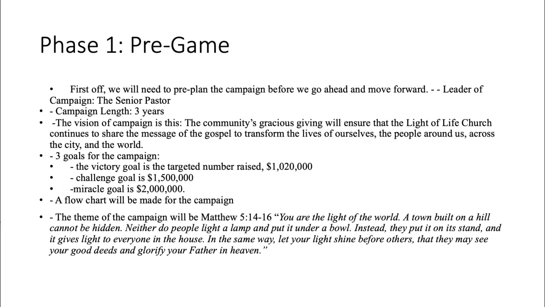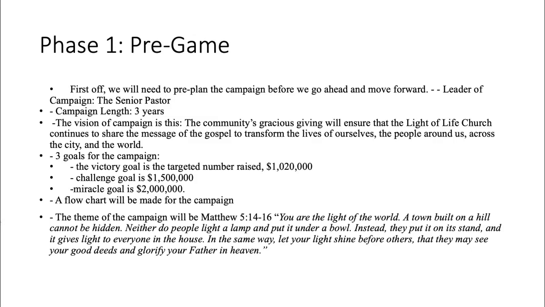First off, we'll need to pre-plan the campaign before we go ahead and move forward. The leader of the campaign is the senior pastor. The campaign length will be 3 years. The vision of the campaign is this: the community's gracious giving will ensure that the Light of Life Church continues to share the message of the gospel to transform the lives of ourselves, the people around us, across the city, and the world. So 3 goals for the campaign that we will have.